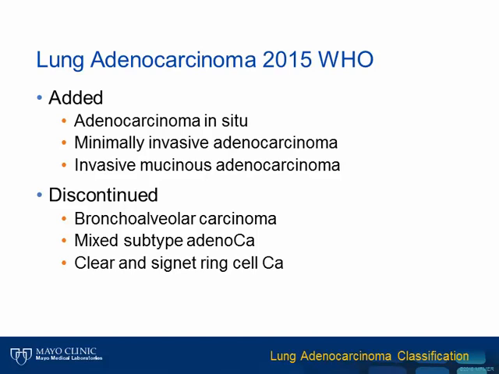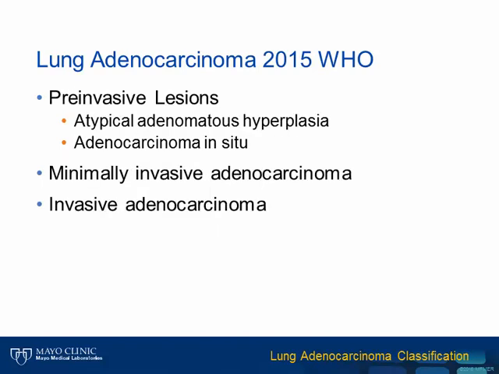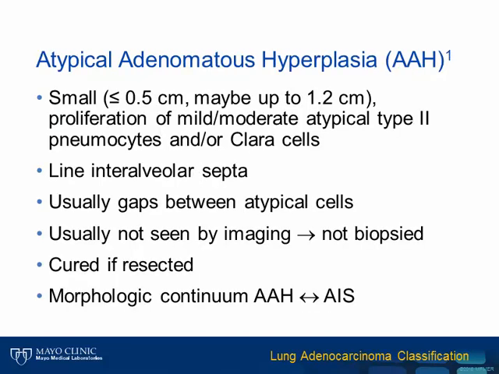The 2015 WHO classification added adenocarcinoma in situ, minimally invasive adenocarcinoma, and invasive mucinous adenocarcinoma. Terms such as bronchoalveolar carcinoma, mixed subtype adenocarcinoma, and clear and signet ring cell carcinoma were discontinued. Furthermore, lung adenocarcinomas were classified as pre-invasive lesions, including atypical adenomatous hyperplasia and adenocarcinoma in situ, minimally invasive adenocarcinoma, and invasive adenocarcinoma. Let's start with atypical adenomatous hyperplasia.